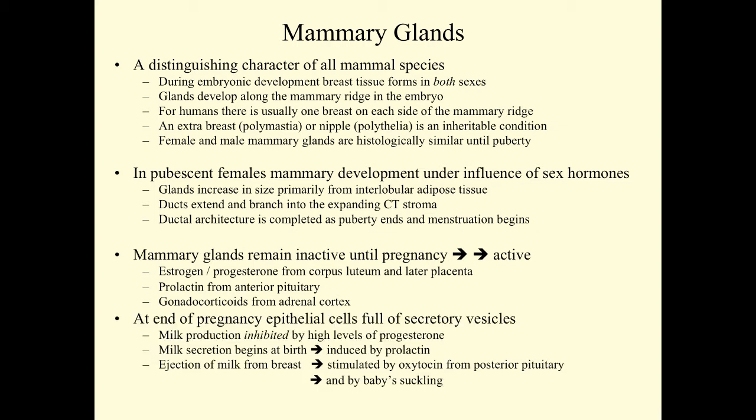At the end of pregnancy, the epithelial cells are going to be full of secretory vesicles, but milk production is going to be inhibited because there'll still be high levels of progesterone circulating. Milk secretion is going to begin at birth. It's induced by the release of prolactin, and ejection of milk from the breast is stimulated by oxytocin from the posterior pituitary, and it's also stimulated by the baby's suckling or nursing.